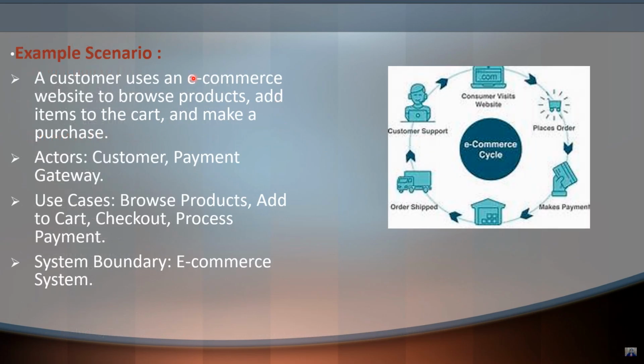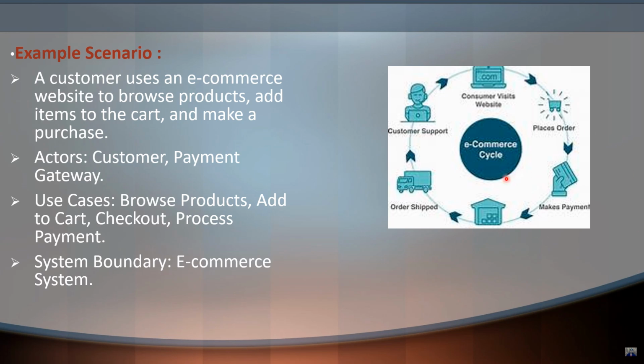So here we take the example scenario of the e-commerce cycle. It is useful for recommending books or educational resources according to the student's need. Let us take an example scenario, where a customer uses an e-commerce website to browse products, add items to the cart and make a purchase. Here the actors are the customer and the payment gateway. The use cases are browse product, add to cart, checkout and process payment. The system boundary is the e-commerce system.